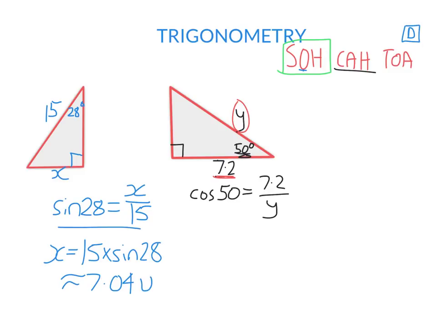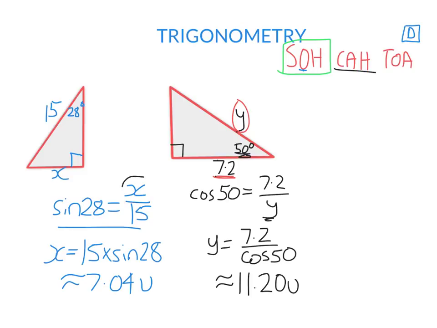In that situation, I multiply, but in the black equation, I'm going to divide because the thing I want is on the bottom. So y won't be 7.2 times cos 50, it will be 7.2 divided by cos 50. Again, making sure my calculator is in degrees mode, I get about 11.20 units. So when the thing you want to find is on top, you multiply. When the thing you want to find is on the bottom, you divide, as we did there.